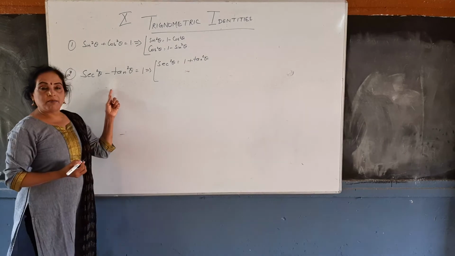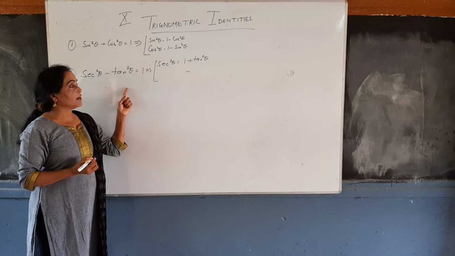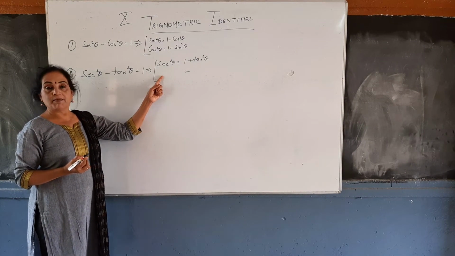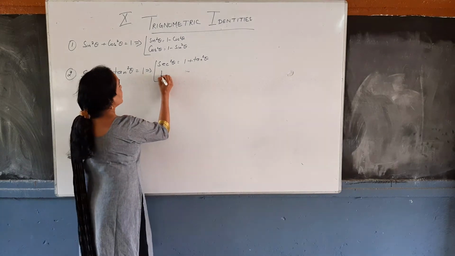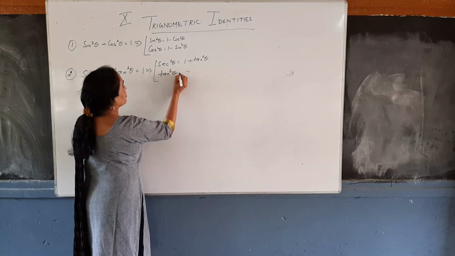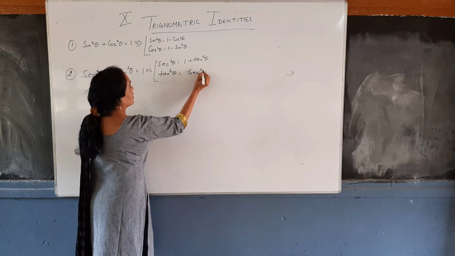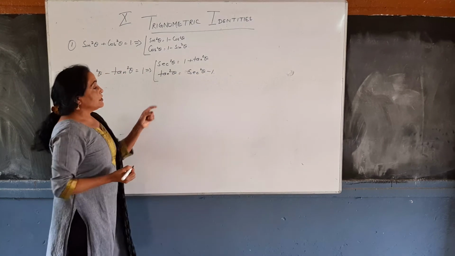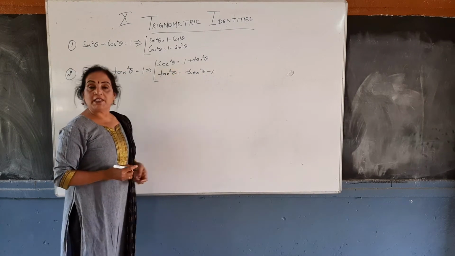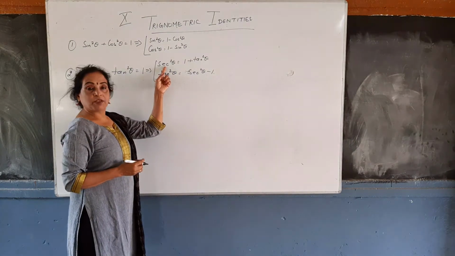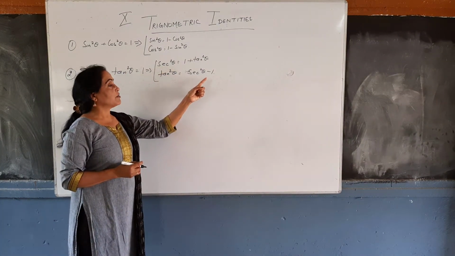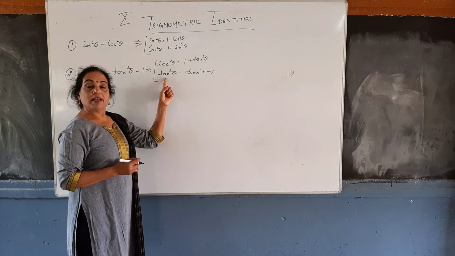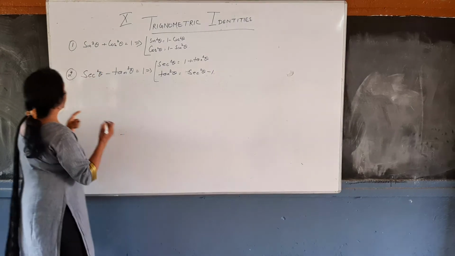Sec square theta minus tan square theta is equal to 1, or sec square theta equal to 1 plus tan square theta. Similarly, tan square theta is also equal to sec square theta minus 1. Means if 1 plus tan square theta is given, that will be replaced by sec square theta, or if sec square theta minus 1 is given, that will be equal to tan square theta. This is our second identity.